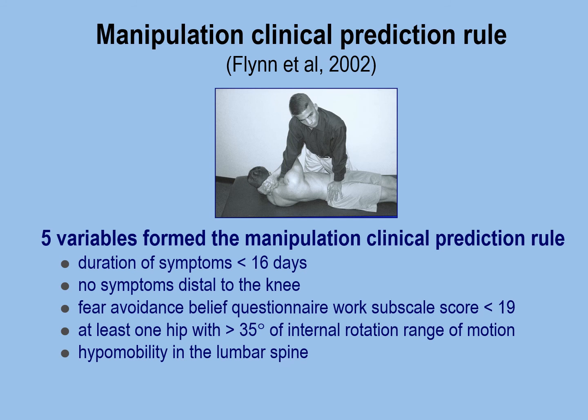Right, it tells us that there are 5 variables that predict who's going to respond to thrust manipulation. So we're looking at duration of symptoms less than 16 days, no symptoms below the knee, fear avoidance belief questionnaire work subscale score of less than 19, at least 1 hip with more than 35 degrees of internal rotation range of motion. And then with our spring testing, there's hypomobility in the lumbar spine. So these 5 variables formed the clinical prediction rule. Let's look at how it shifts probability with respect to outcome if these variables are present.